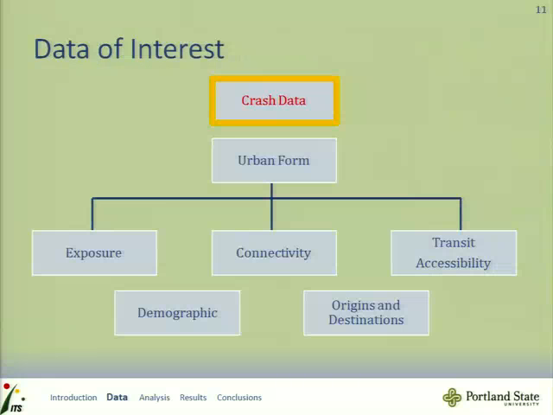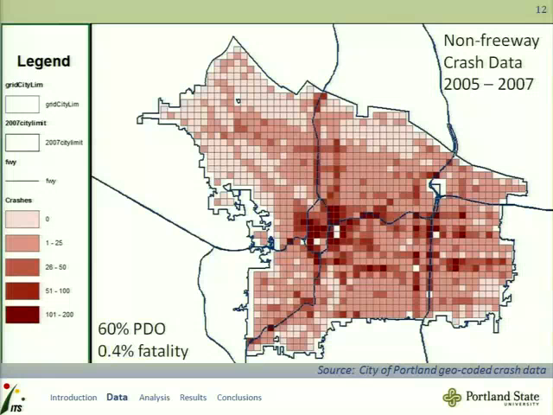So looking at the data of interest, there were, of course, crash data. The city of Portland has geocoded their crash data since about 1998, so those were available. I decided to use data from 2005 through 2007 because it's good to have a span of years to get more data, but you don't want such a long span that there's likely to have been more possibility of infrastructure change in that time, and that was the most recent available at the time I started the study.